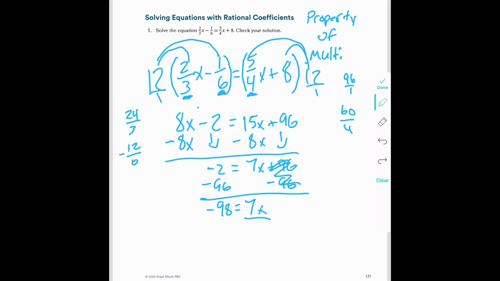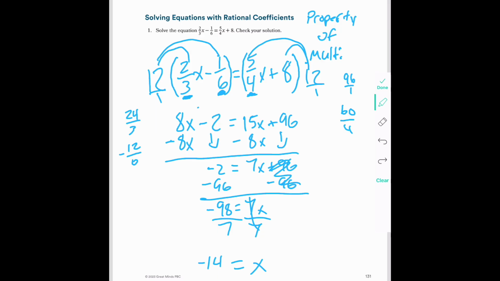And then, of course, the last step should look familiar to what you already have on your paper. Divide negative 98 by 7, and x equals, once again, negative 14. So all of the extra work I did the first time, I cut a lot of it out by using my multiplication property of equality.